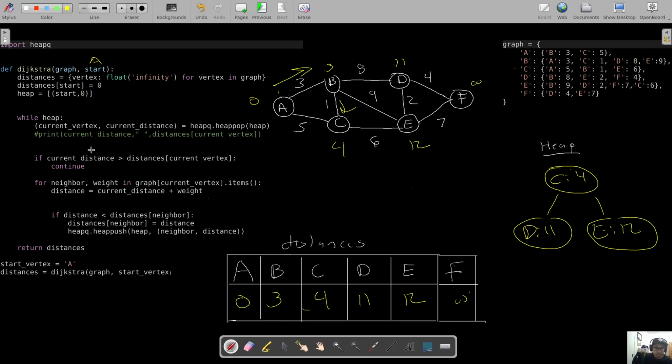Okay, so we're at C and the current distance is 4. And then the C 4, 4. Okay, no, does not apply.